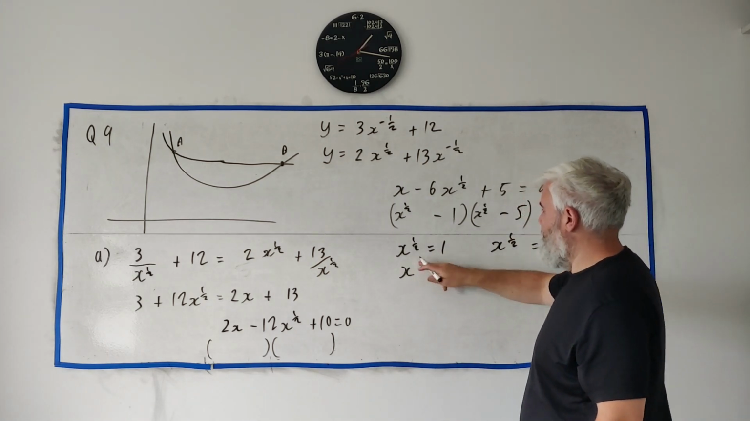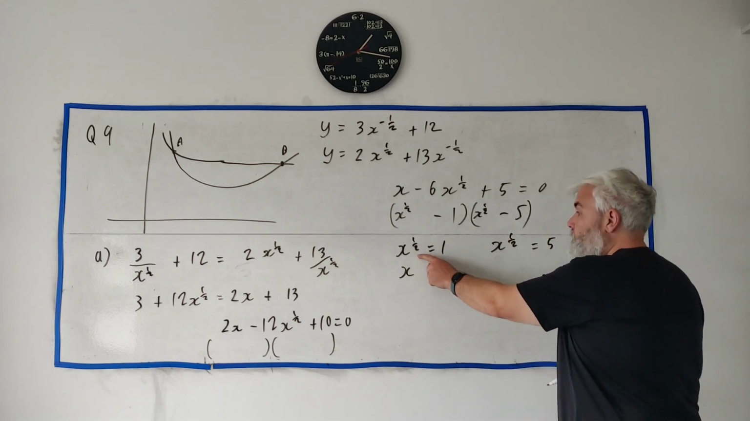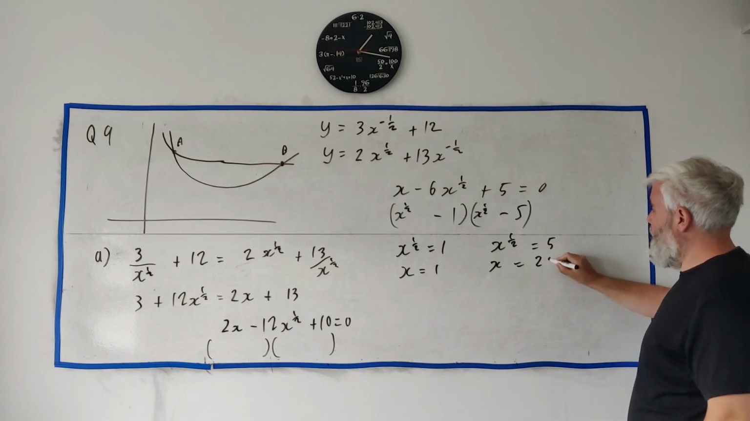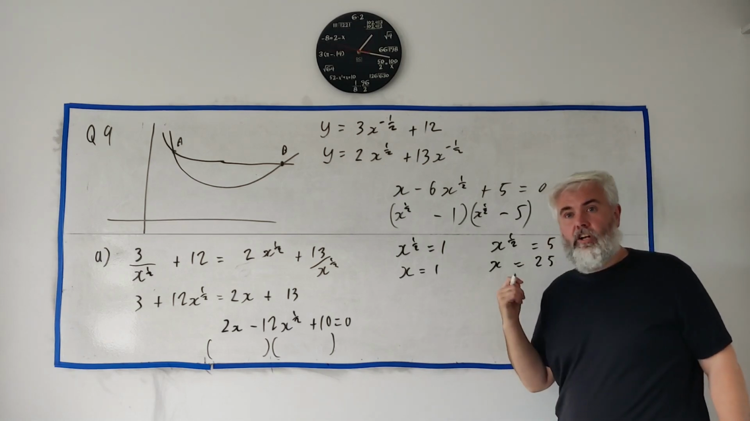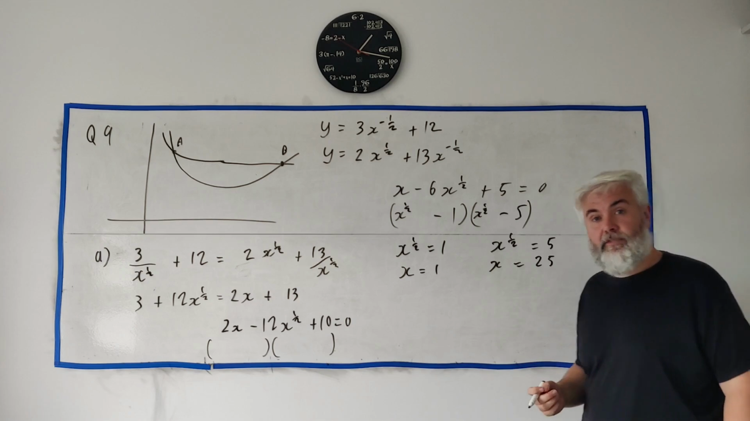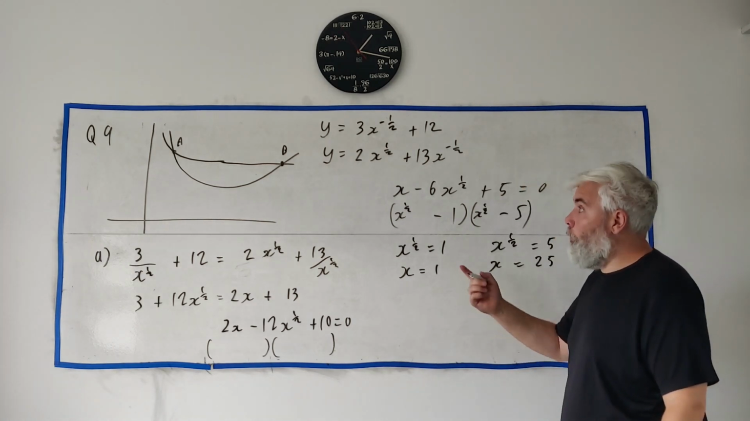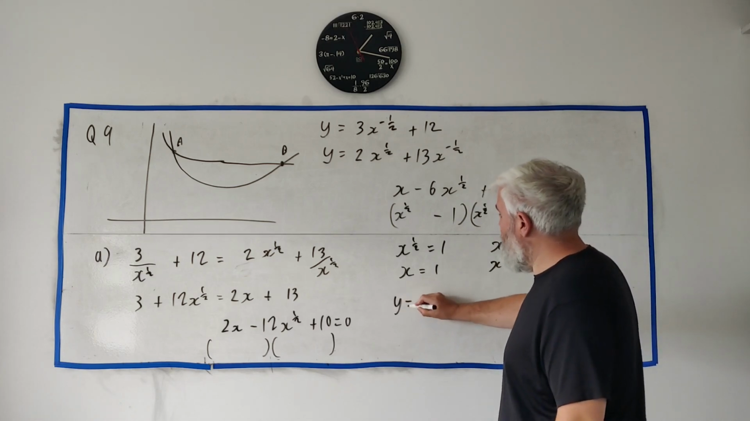One final thing, well, two final things, sorry. They asked for the coordinates. We need to square this. X is equal to 1, and x is equal to 25. And still, you're going to lose 1 mark for this because they asked for the coordinates of A and B. So we need to put in the y part. What's y equal to?